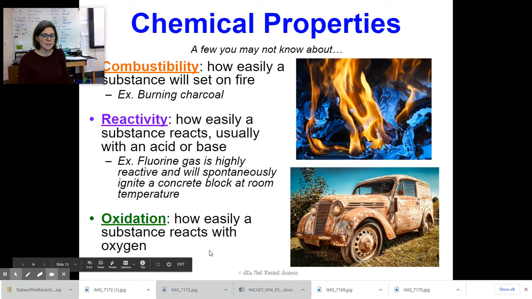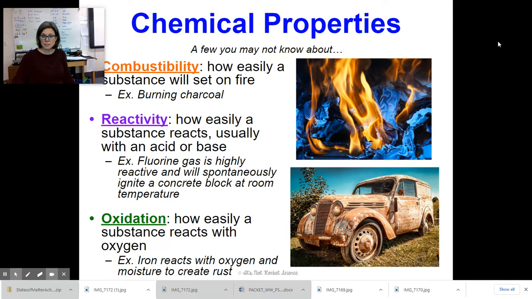And then oxidation is another one. That is how easily the substance reacts with oxygen. Rusting is a good example of this. Rusting is iron reacting with oxygen in the air. Again, we can't tell if something will rust unless we actually expose it to the oxygen and let that oxidation process occur. So we can't observe these properties without them undergoing some kind of chemical change. That is the big difference there.